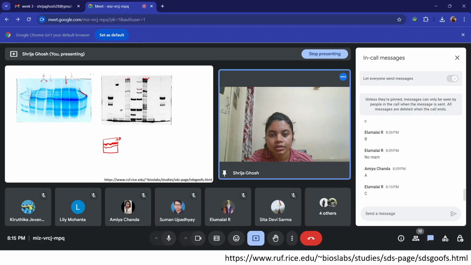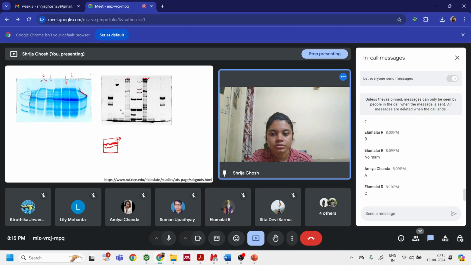Okay, so is this clear? Do you understand what kinds of defects can happen in the gel? These things should be avoided so that you get nice, clear, crisp bands on the SDS-PAGE whenever you are analyzing your protein samples. Okay.